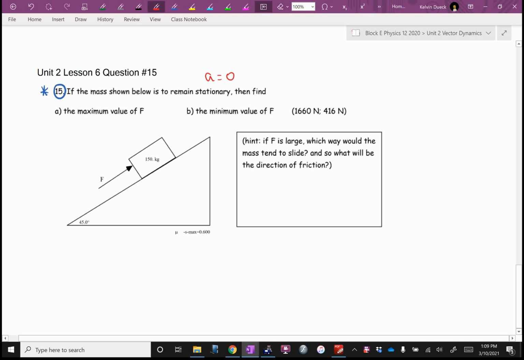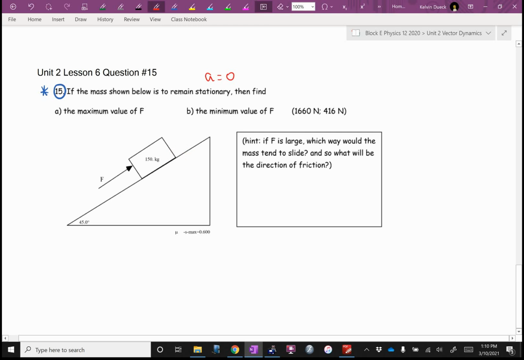The maximum value of F would mean I was pushing so hard that this block wanted to slide up the hill. If it wants to slide up the hill, that would mean that friction was pointing down the ramp. The minimum value of F would be if I was barely pushing at all, so the block would slide down the ramp if I stopped pushing, which means that friction must be pointing up the ramp because friction would be keeping the block from sliding.